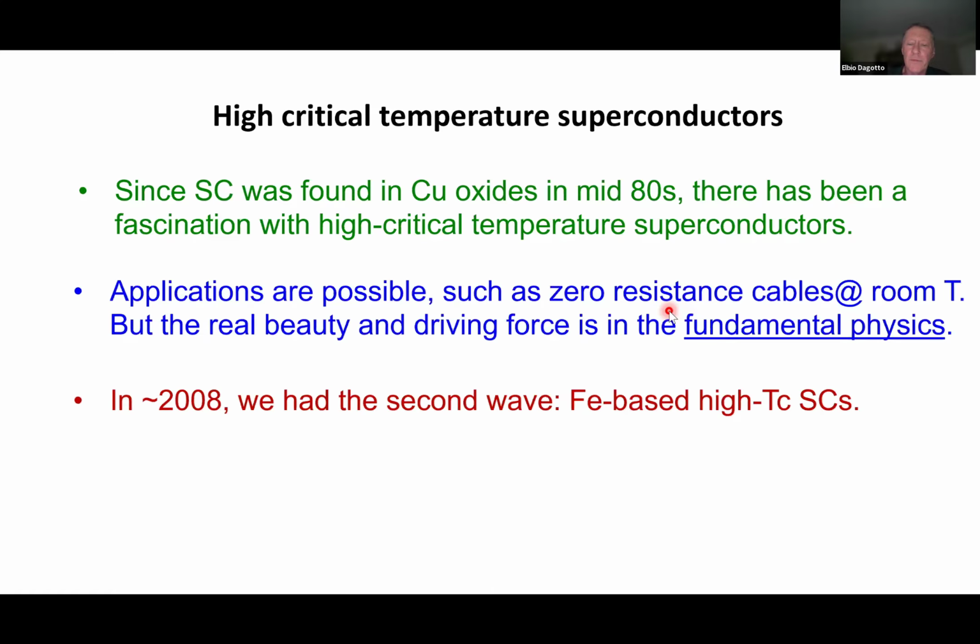But still, from the perspective of fundamental physics, it is a big challenge. The real beauty and driving force is the fundamental physics at this moment. In 2008, we had the second wave of high TC that was based on iron. This is not an oxide. The companion of iron is tellurium, selenium, phosphorus, and so on. It's not oxygen. And now I will speak about the nickel oxides.